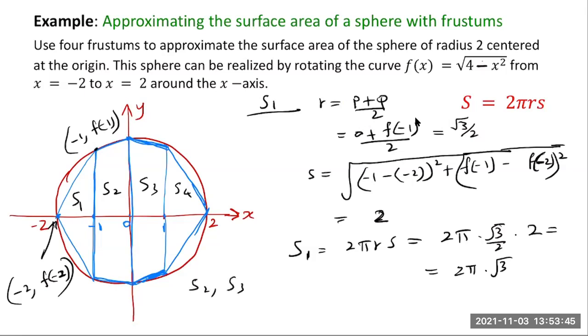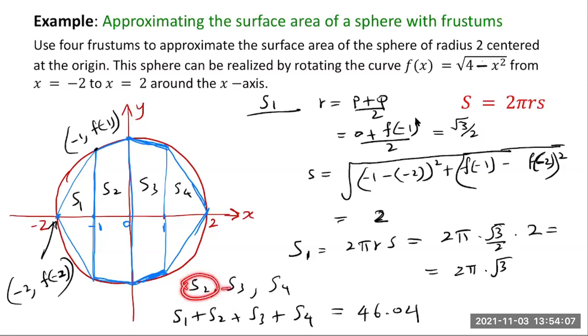If you find S2, S3, and S4 and add all 4 together, you will get S1 plus S2 plus S3 plus S4 is equal to 46.04. Of course, you need to calculate this. I'm not going to go into detail because it's the same procedure as you used over here. All right, that completes that example. Let's move on.